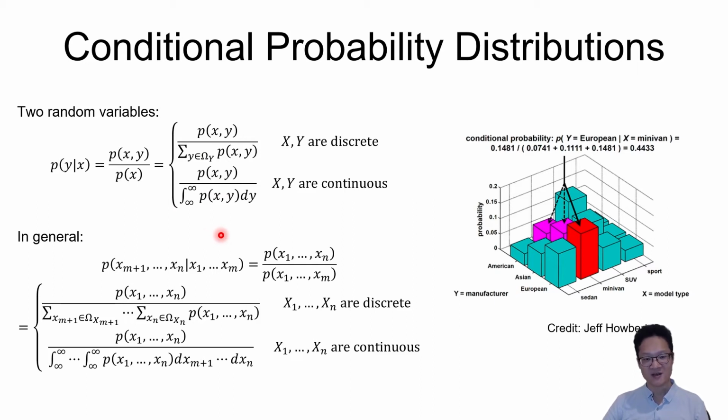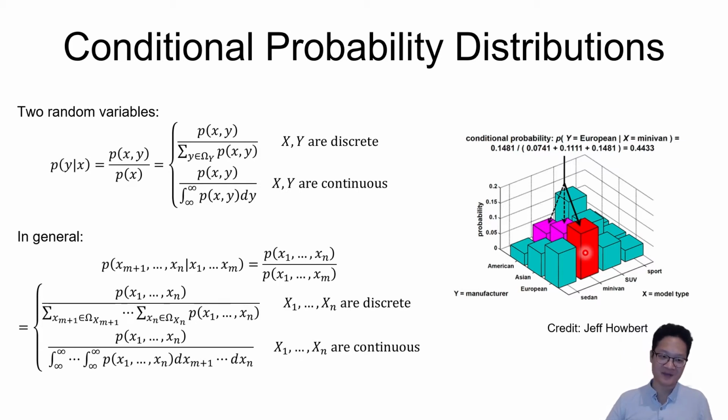And the interpretation is basically, P of y given x is the probability that we have a value y, let's say European, given that our car is a minivan. So what is the probability that the manufacturer is European given that our car is a minivan? Because we're given that the car is a minivan, we only have to look at these three bars. We add them up and then we divide this red bar by the sum of the three bars. That gives us the conditional probability.